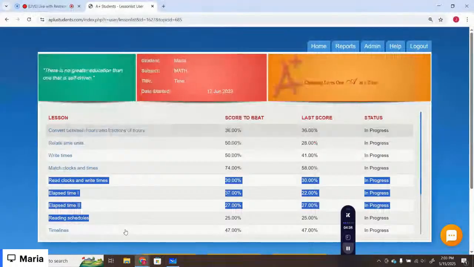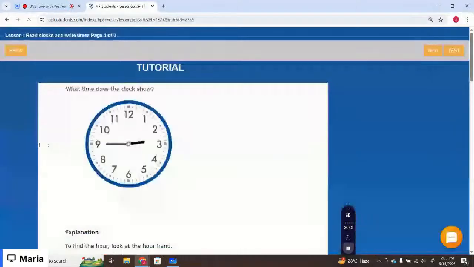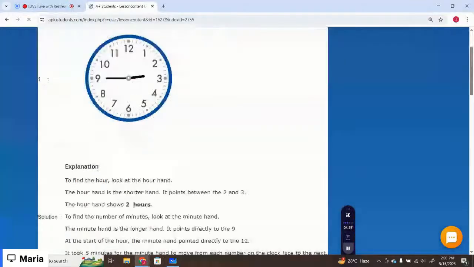Let's just start with the first lesson, that is clocks and right times. So let's just start with this. What time does the clock show? So we are given the clock. We need to see what time the clock is showing. So basically, time to learn how to read the clock.